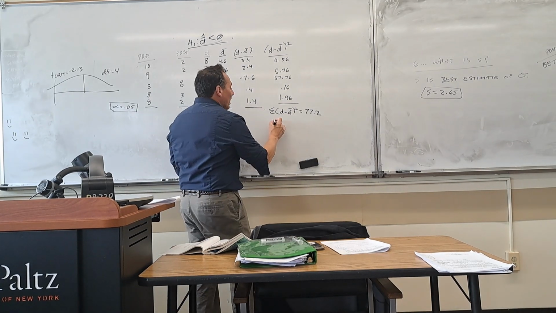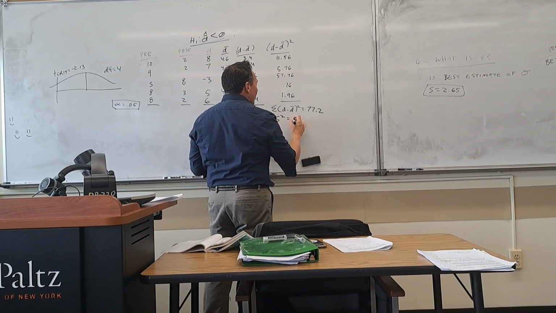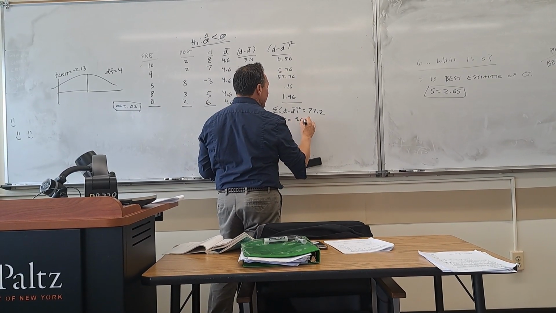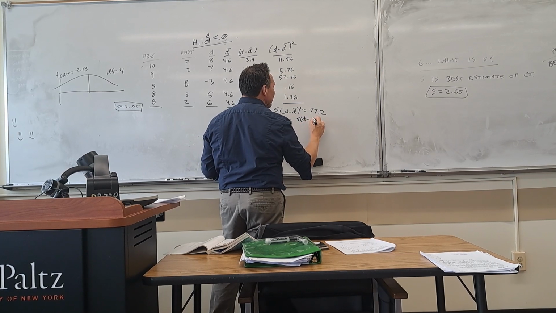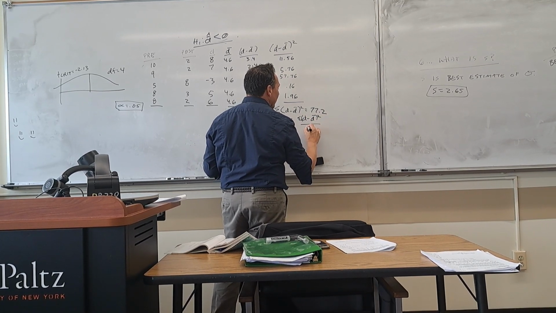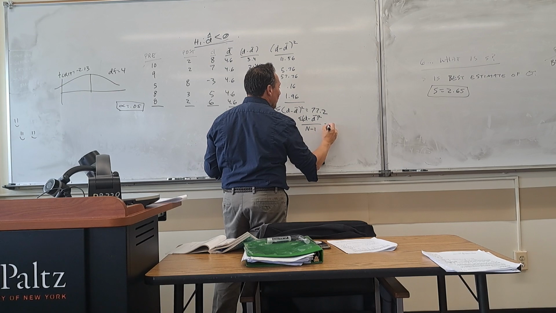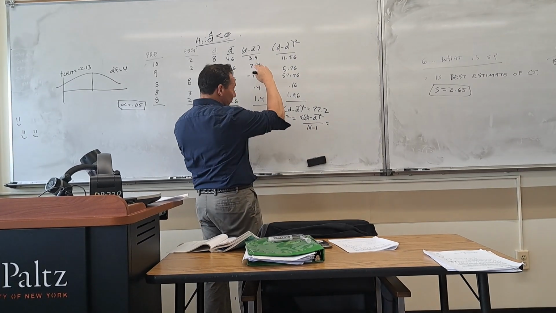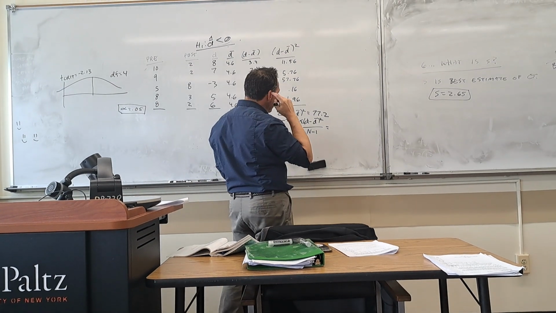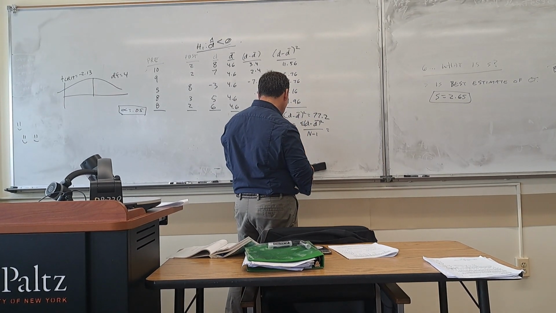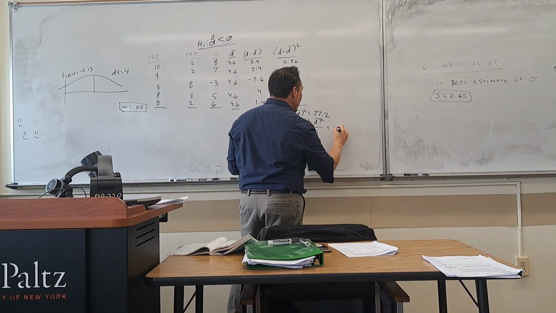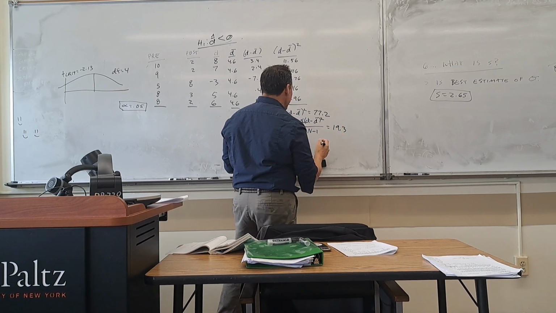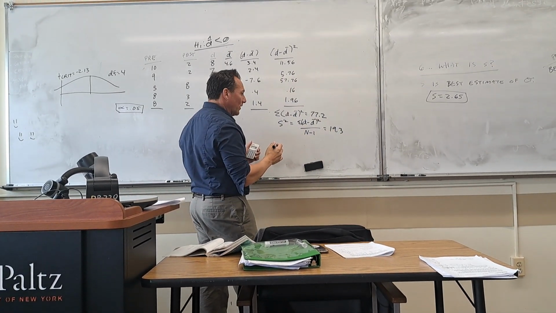Okay. S squared equals sigma d minus d bar squared divided by n minus 1, which is 77.2 divided by 4. N is 5, and in a within groups t-test like this, it's n minus 1, so that divided by 4 equals 19.3. So S squared is 19.3.